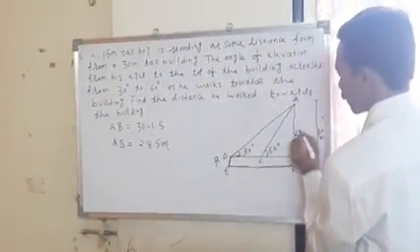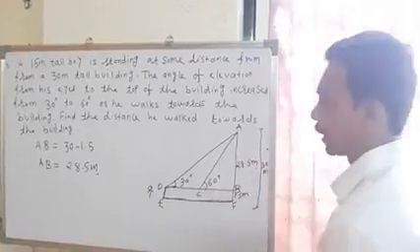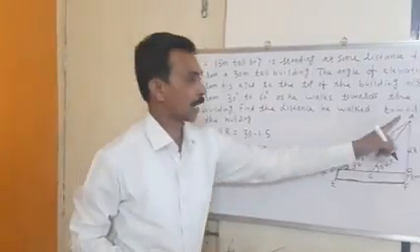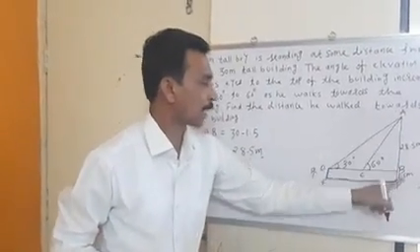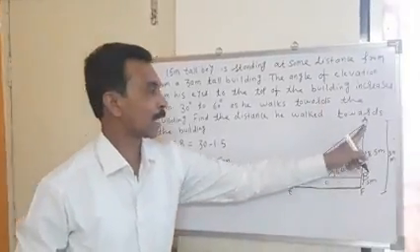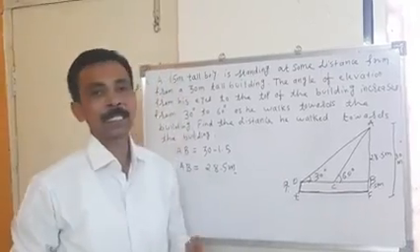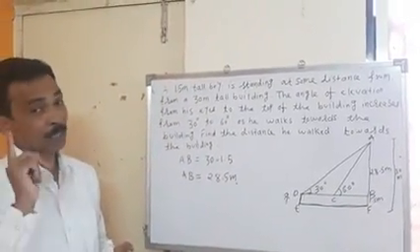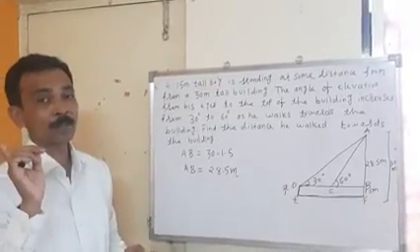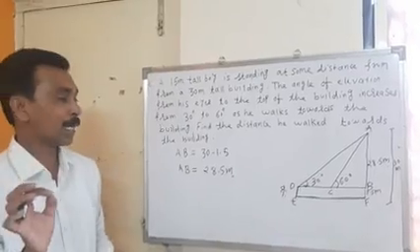This is 28.5 meter. Now, I will take the first triangle. Either you take the full triangle ABD first, or you can take triangle ABC. You have to take two triangles. Both the triangles have to be right angle triangles only. We cannot take any other triangle.